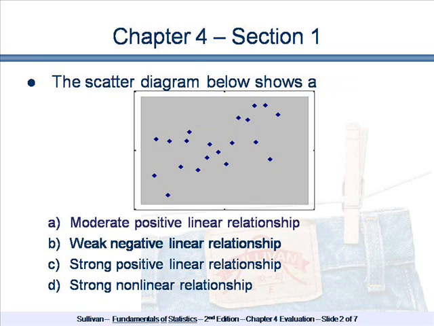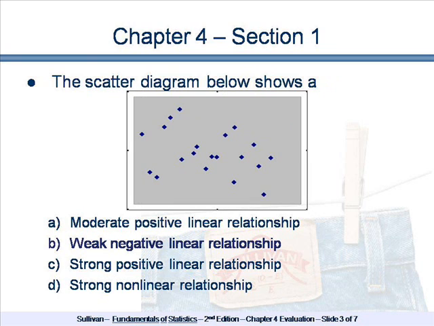There does appear to be a cluster of data points to make it look linear. We want to decide whether it's positive or negative. They do seem to be oriented in a positive fashion, rising from left to right. Whether the orientation is moderate, strong, or weak, I would say that this is a moderate relationship between the data points here. So we have a moderate positive linear relationship.